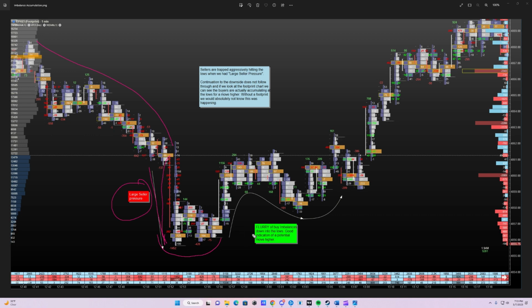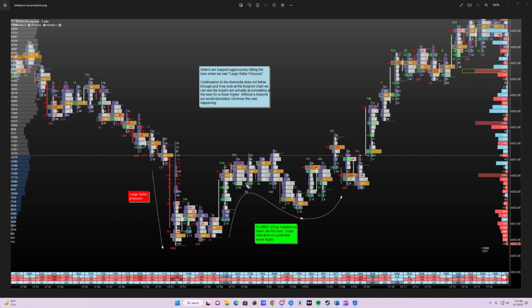And what do we have here? We have a flurry of buy imbalances down at the lows. We can see pretty much the lows of every print right here are just buyers picking up value, trapped sellers in this area. Buyers are holding price, holding price, holding price, looking to move price back to the upside.